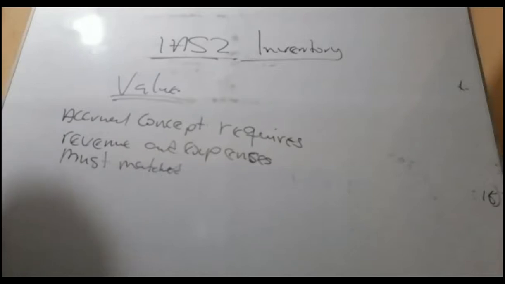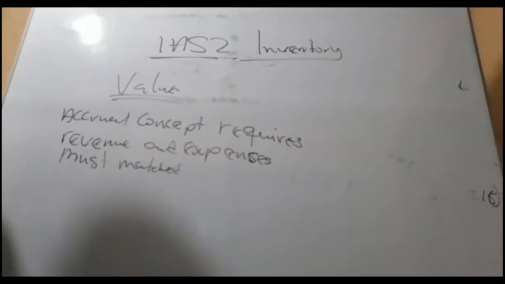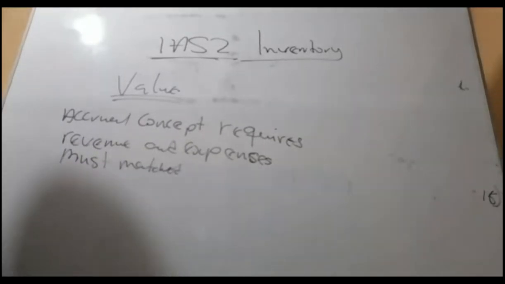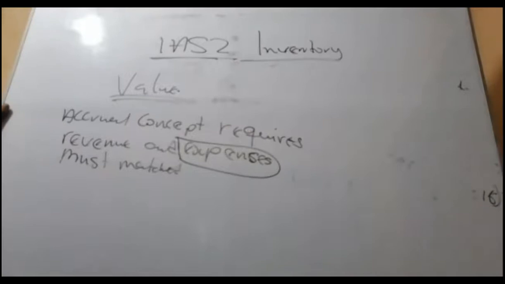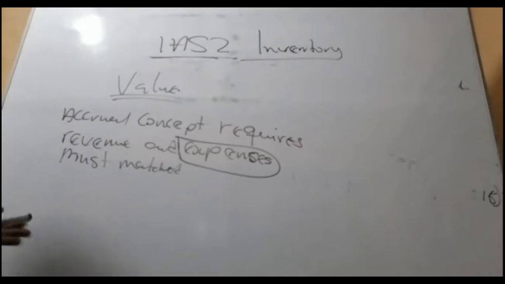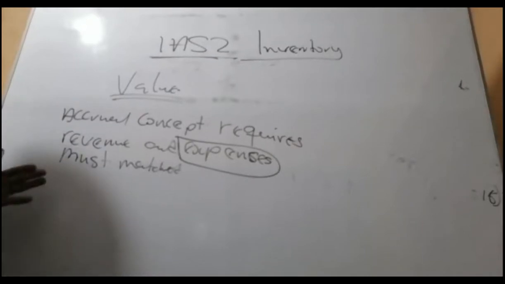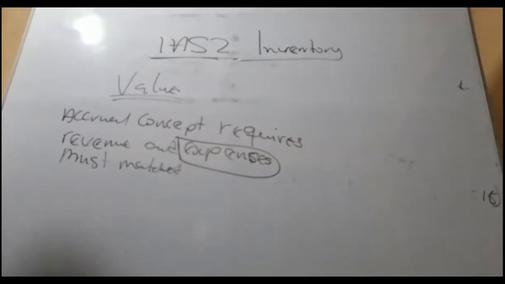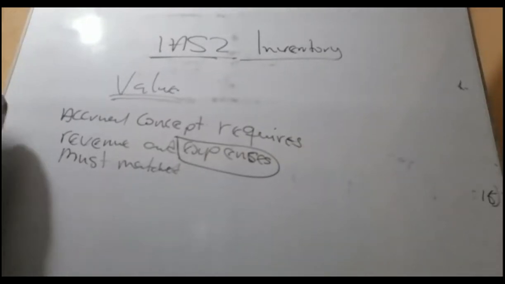Now let's continue. The accrual concept requires that revenue and its related cost or expense must be matched. As a result, inventory is what? An expense. Inventory is what you record in the cost of sales. So the opening inventory that you see in the cost of sales is an expense which forms part of the cost of sales. It must be matched against its related revenue. That's the simplest definition.